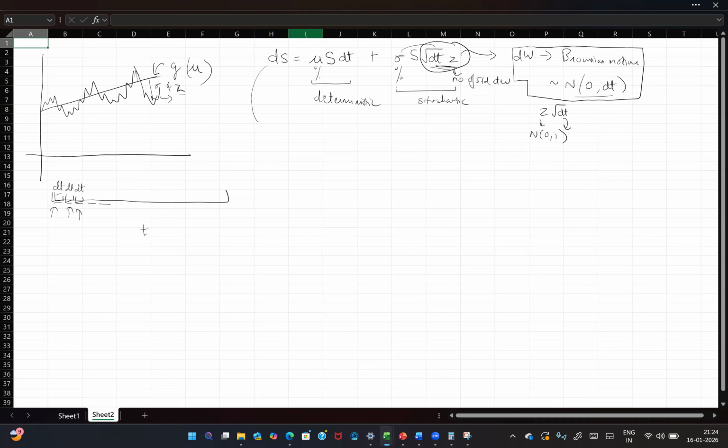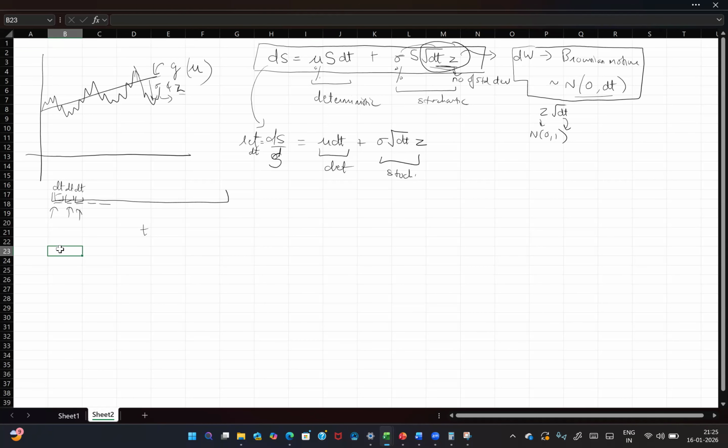I can also rewrite this as dS upon S, which is the return in a small time period dt. So dS upon S will be equal to mu dt plus sigma root dt times z. This is your deterministic source and this is your stochastic source. More often than not, we use this equation for simulation, and today that's what we're going to do. So let's write a few things here. We would need certain assumptions.